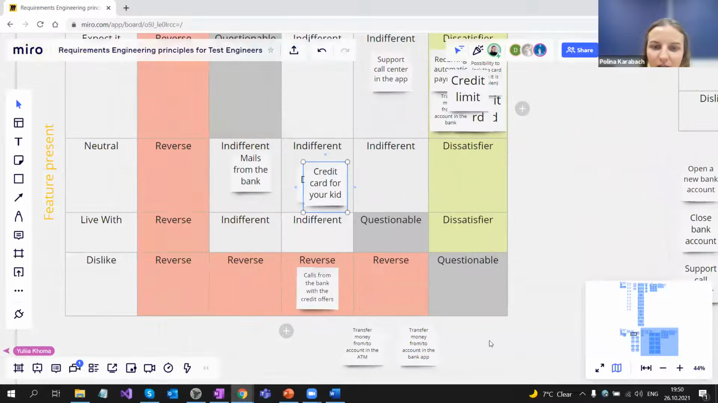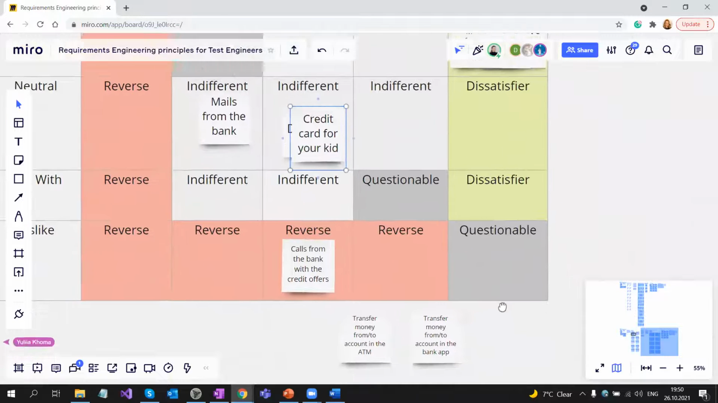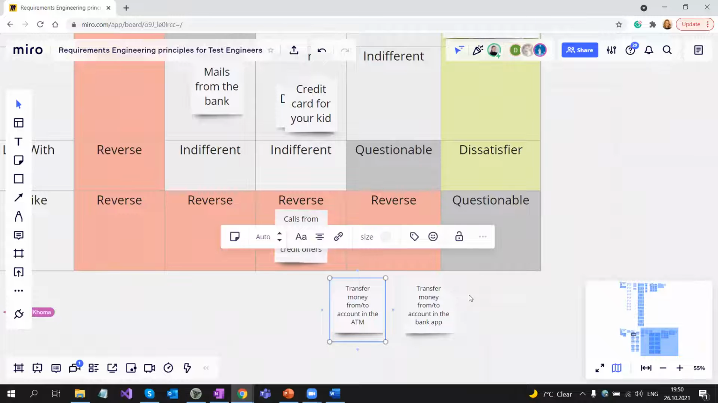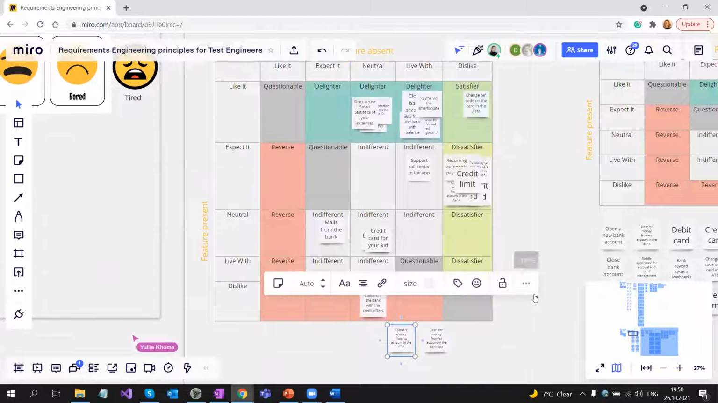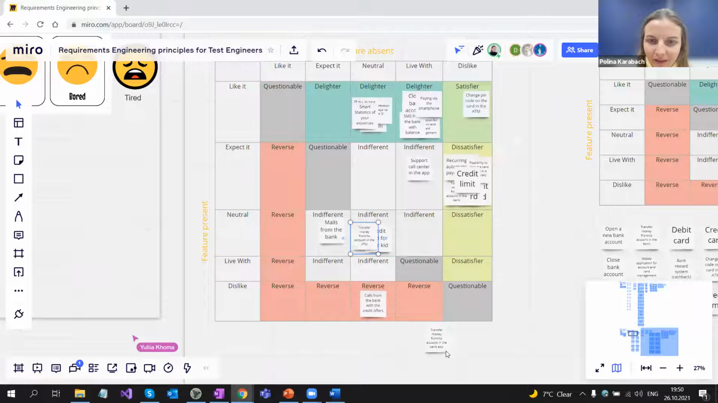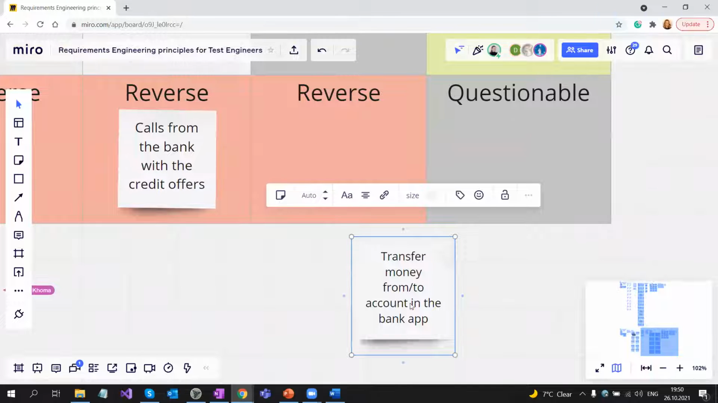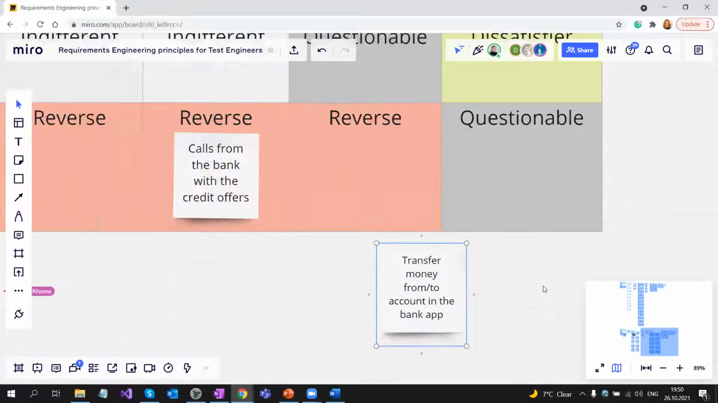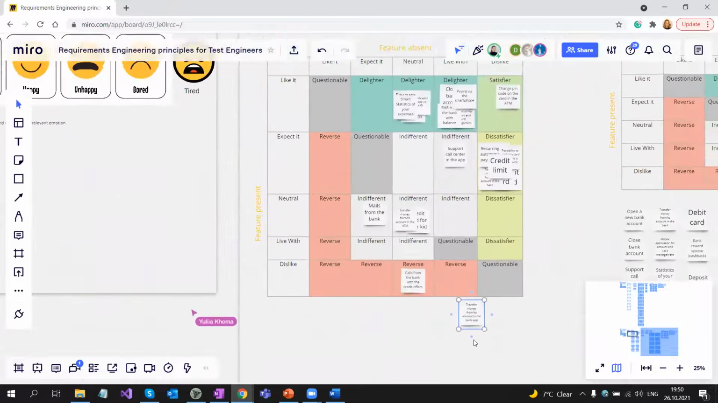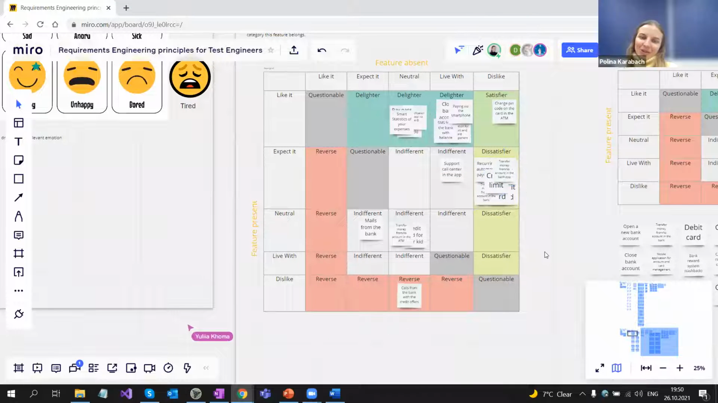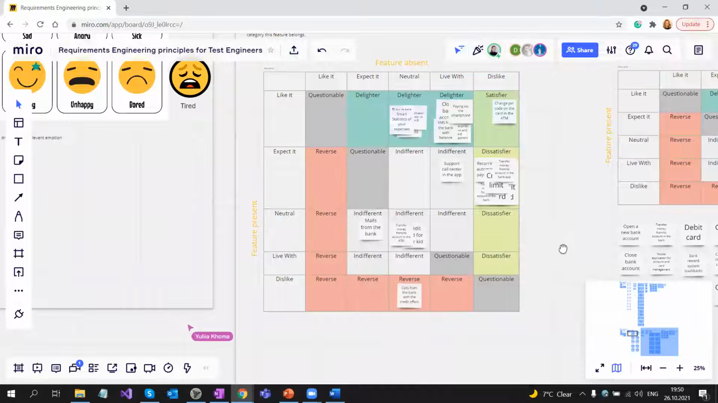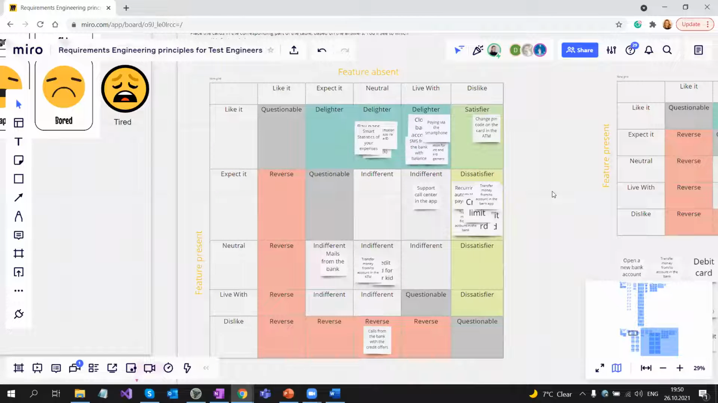Transfer money between two accounts in the ATM. It's not what I do or ever did, to be honest, from the ATM. So same, neutral. And transfer money from the bank. Yeah, of course, that's expected, and I would be dissatisfied if that one would be missed. Okay, perfect. Thank you. Yeah, you're welcome. Thank you for the input.